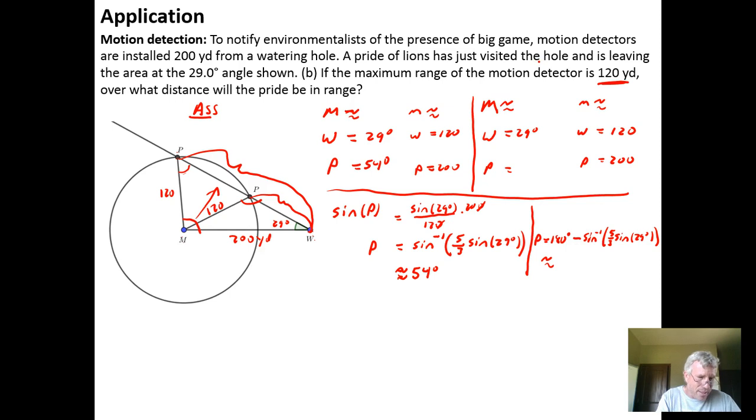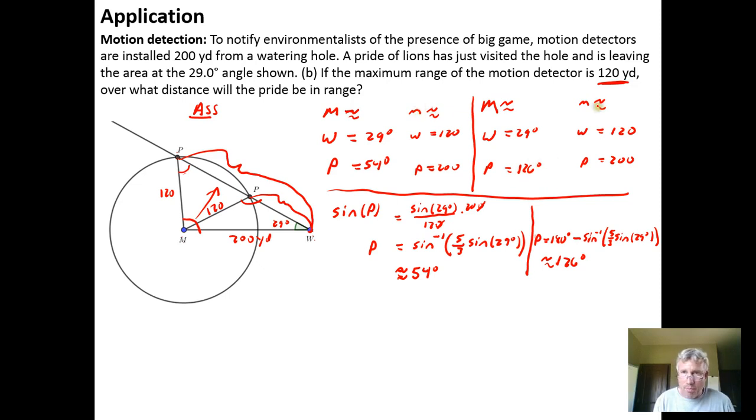So I'm going to do the supplement calculation. 180. Ooh, I did it on another calculator, I think. That's what I did. 180 minus the sine inverse, that's going to be 126 degrees, which I could have just gotten by doing 180 minus the 54. I don't know why I needed to grab my calculator for that. I've got one triangle on one calculator, the other triangle on the other one. So we get 126 degrees right here.